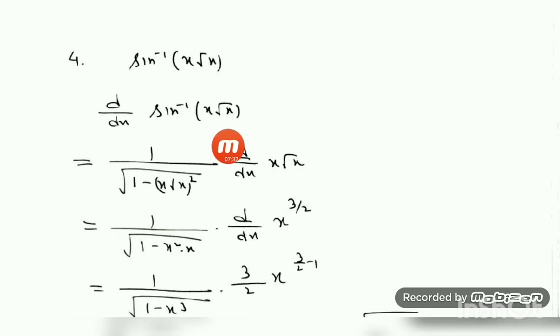So the formula for the derivative of sin inverse of x is 1 by under root 1 minus x square. So 1 minus, your x is x root x, whole square. d/dx of what is your x? x root x, right? So simplify this, 1 by x square into x. That means directly also you may write down x cube, and d/dx of it, just take the power together, 3 by 2 x to the power 3 by 2.